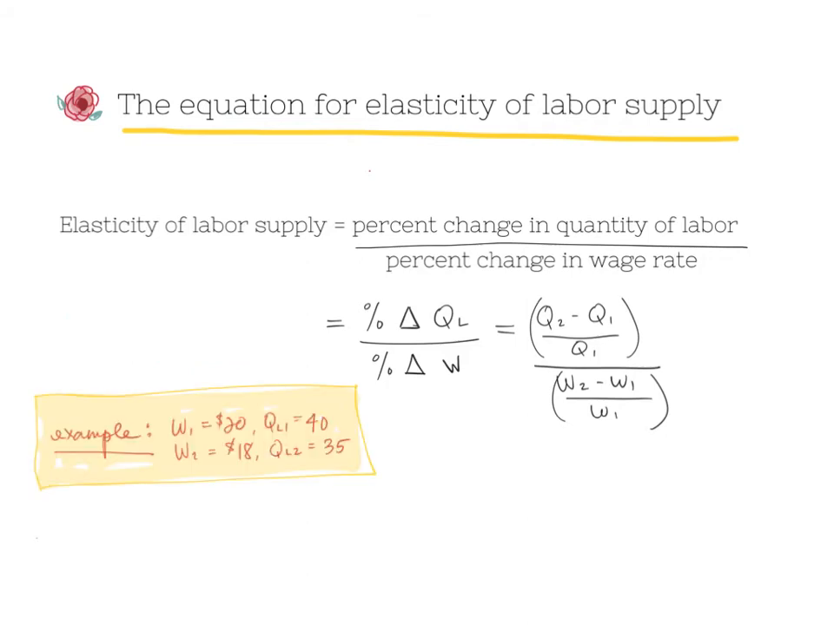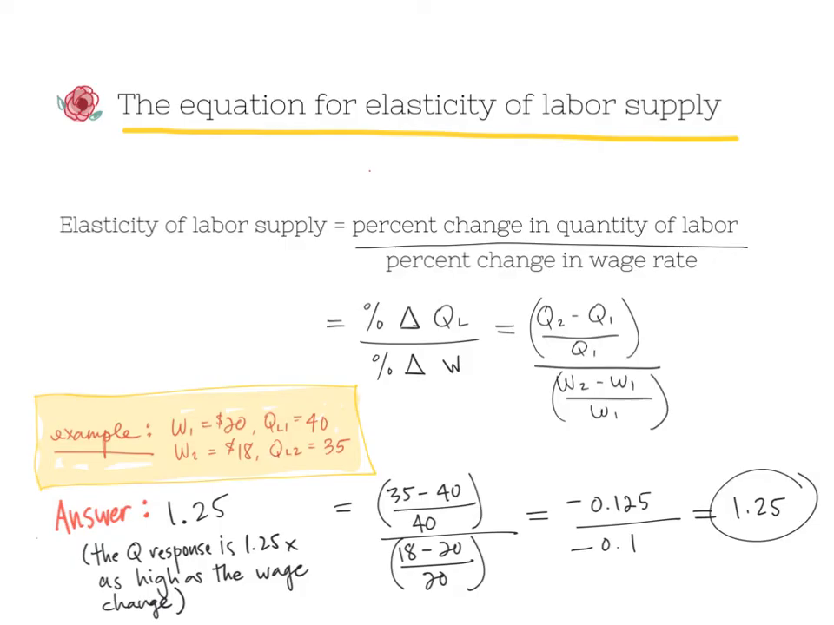So let's do a quick practice. Here's your example. Go ahead and pause and work the problem if you like. And your answer is 1.25, to be read as if the wage changes by 1%, we will change our quantity of labor by 1.25%. And if the wage changes by 10%, we'll change our quantity supplied by 12.5%.